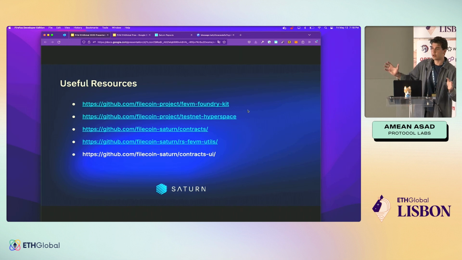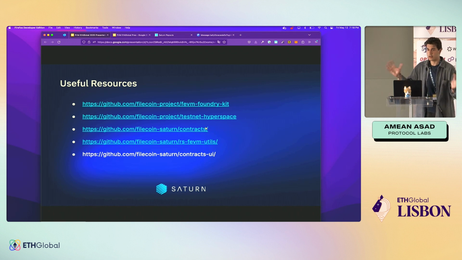The testnet hyperspace is a repo dedicated to the hyperspace testnet. It shows you how to get test fill, how to add that hyperspace to your MetaMask wallet. And it's very, very similar to what you would do on Ethereum, basically, if you're familiar with Ethereum and development.